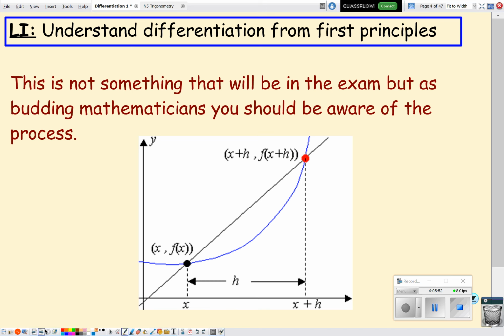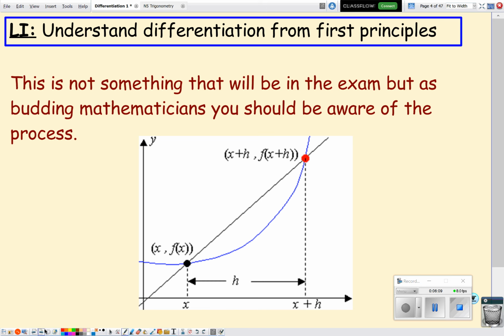But it is a widely accepted understanding that anybody studying maths at this level should get to grips with the ideas behind differentiation from first principles and at least give it a go.